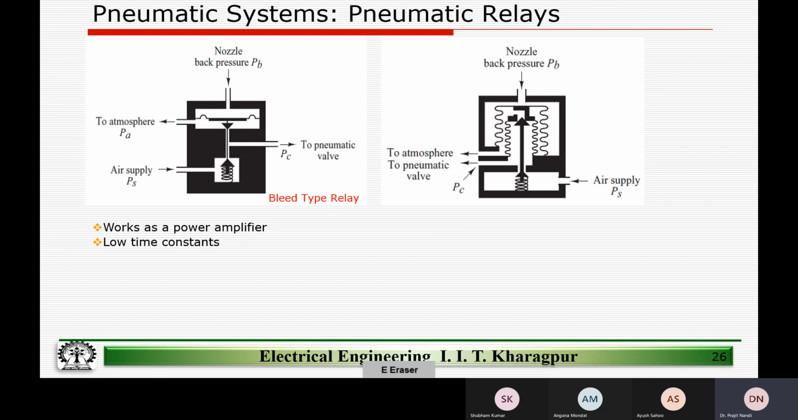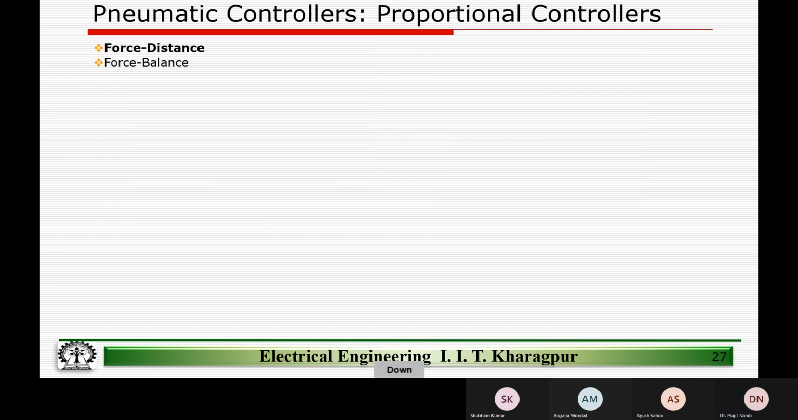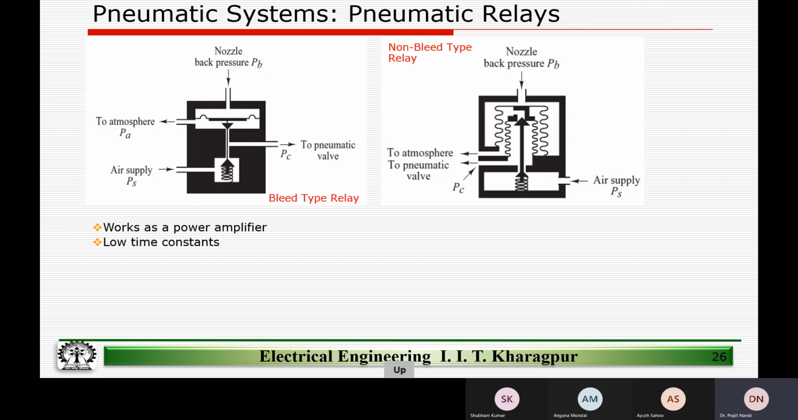So at the equilibrium condition, there is no air bleeding to the atmosphere. Hence, this is another kind of relay, known as a non-bleed relay. It's called a non-bleed relay.